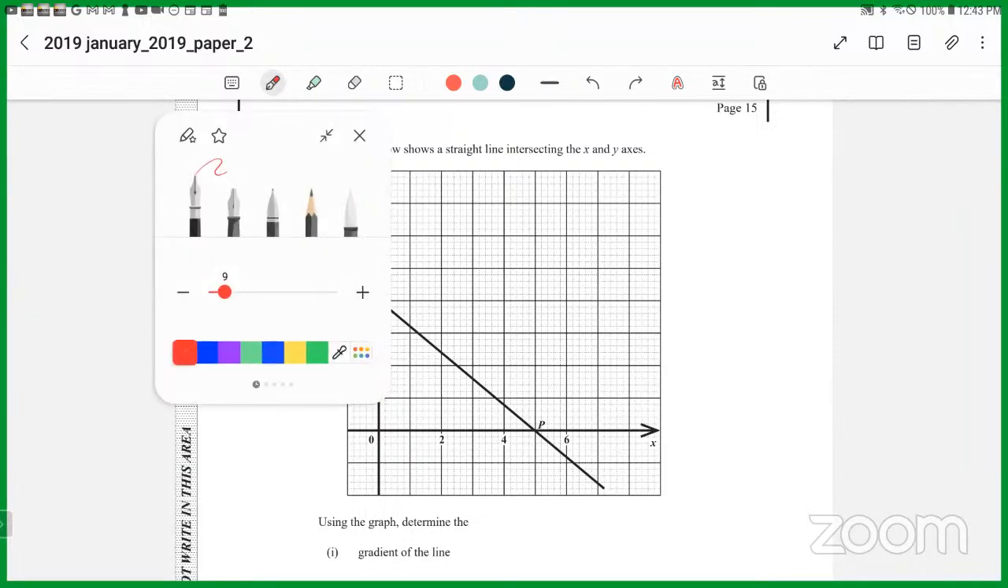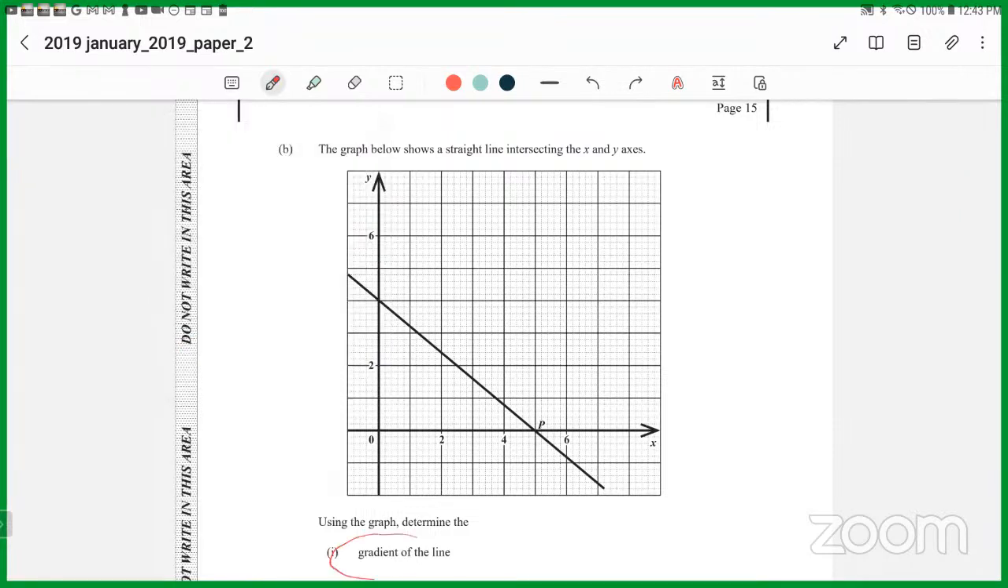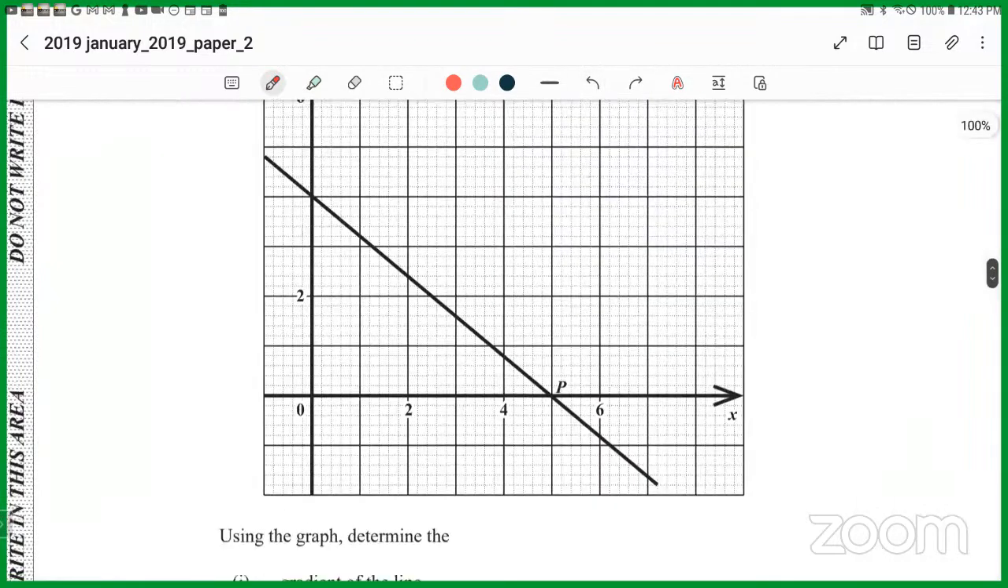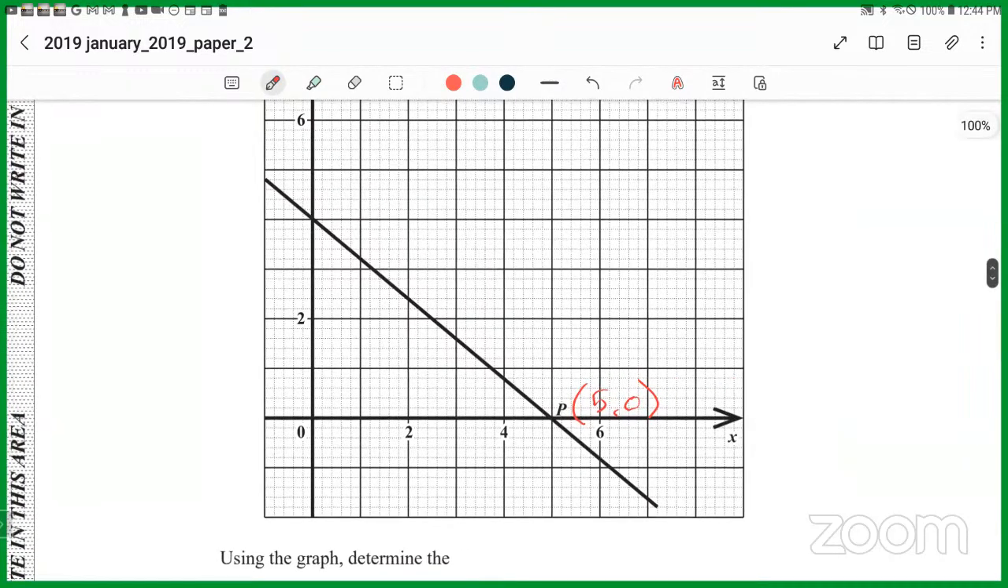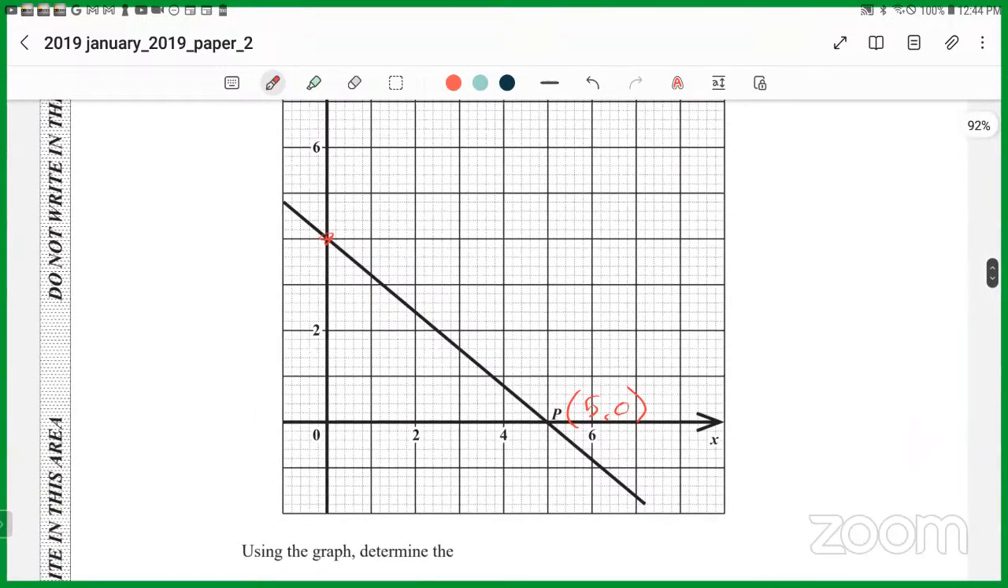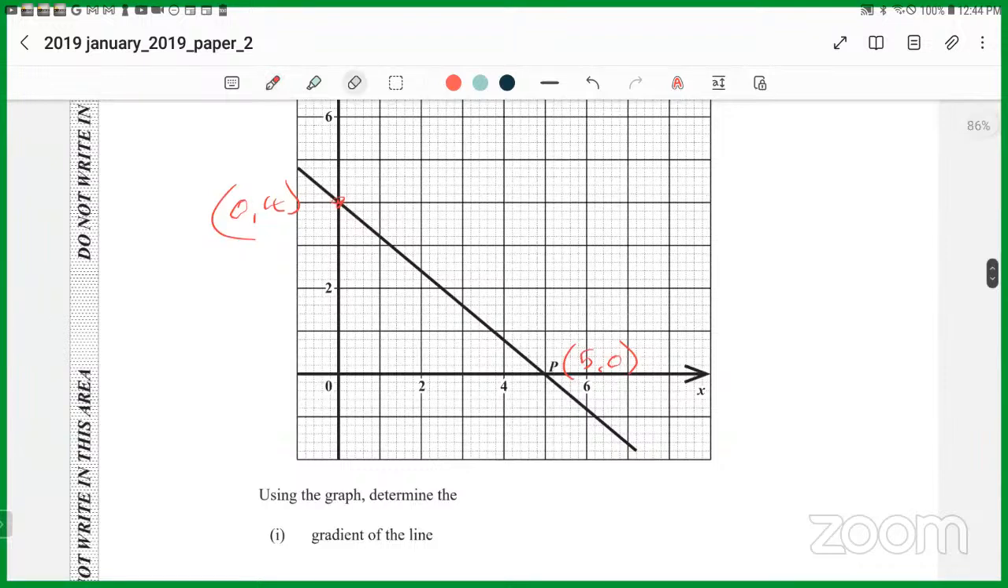The first question is asking us for the gradient. What some persons do, they write the coordinate of this point, which is 5, 0, and the coordinate of this point, which is 0, 4. And they proceed to calculate difference in y by difference in x. But in this case, you don't have to do that. You can count the rise and count the run.